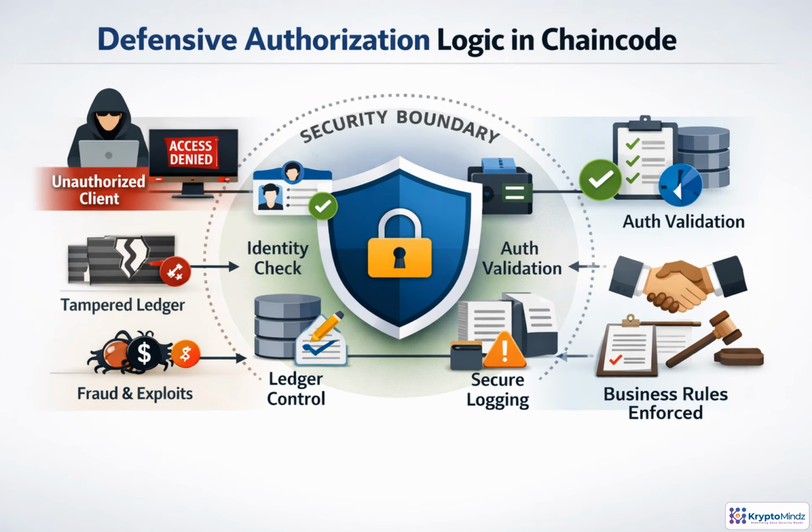Treat chaincode authorization as the last line of defense, not a trust exercise delegated to the client. Every sensitive path should confirm who is calling, what role or attributes they hold, and whether the requested action is allowed. Do this before reads that expose data, writes that change state, events that reveal information, or policy updates. Reusable helpers keep checks consistent, and careful logging supports audits without leaking secrets.